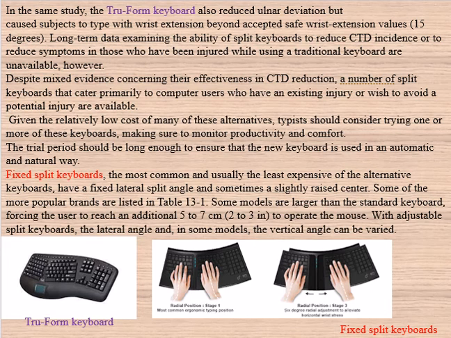Look at this diagram. This is the radial position, basically the most common ergonomic typing position, and this is radial position stage 3, a 6 degree radial adjustment to alleviate horizontal wrist stress.